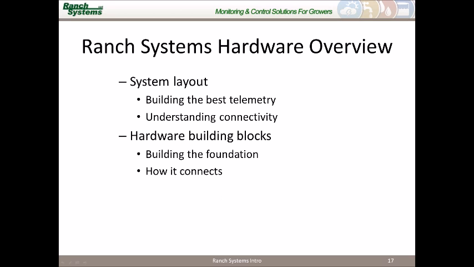So while we talked a little about the systems, management of the system, and the different components, let's talk about Ranch Systems hardware, because that is the building block of getting a great irrigation system. We're going to be looking at the system layout and building the best telemetry for your system and understanding how they connect together to give you robust controlling equipment.